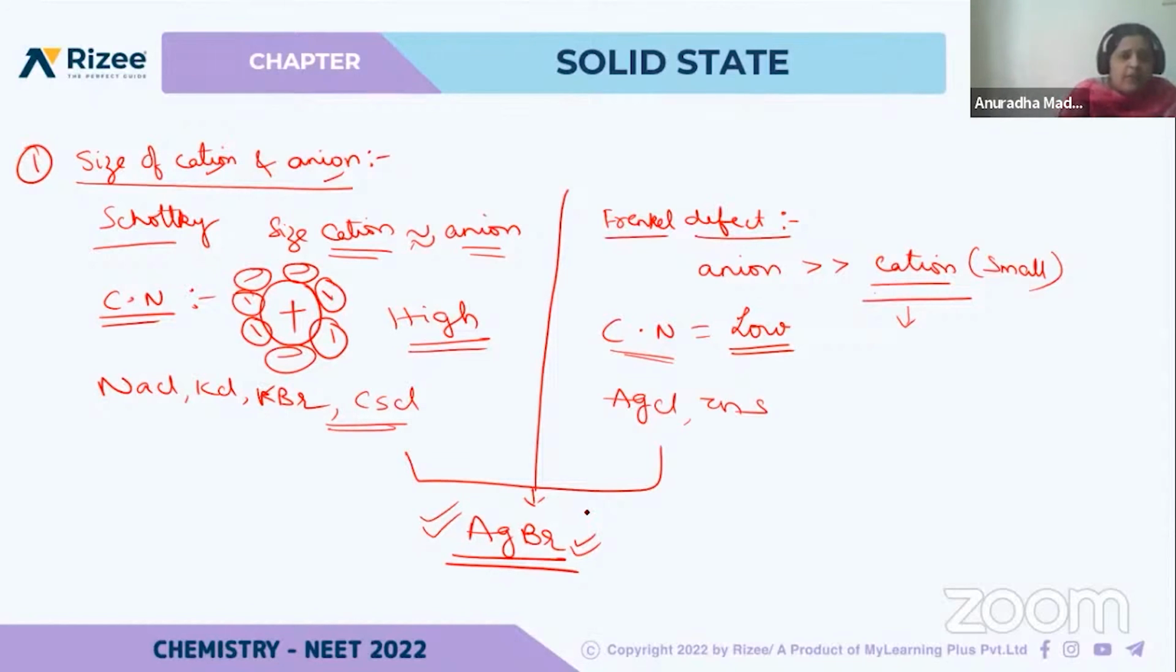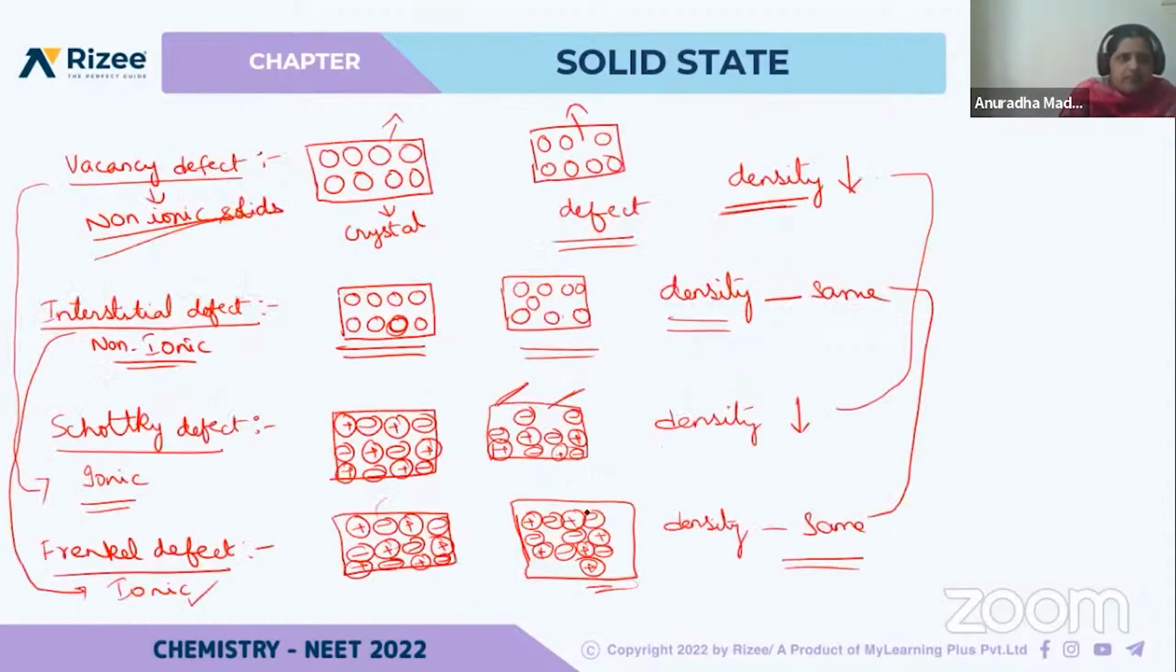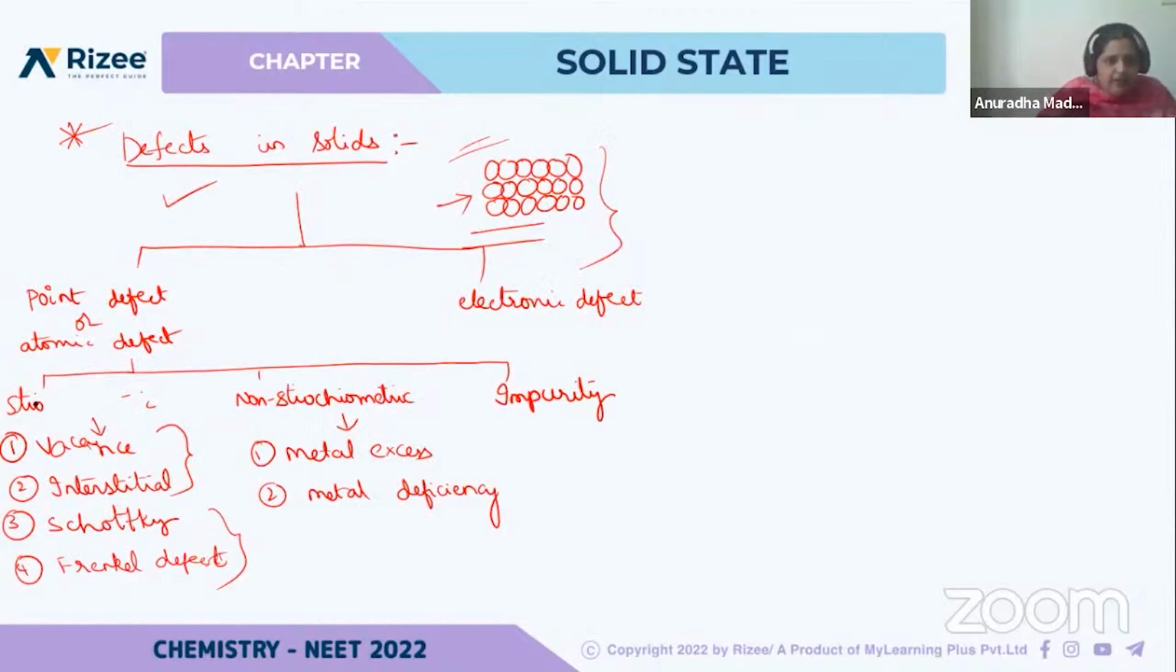In the stoichiometric case: vacancy, interstitial, Schottky, Frenkel. Then let's go to non-stoichiometric. This is also divided into two parts: metal excess defect and metal deficiency defect.